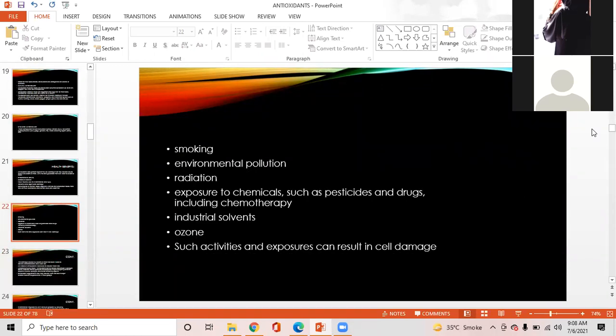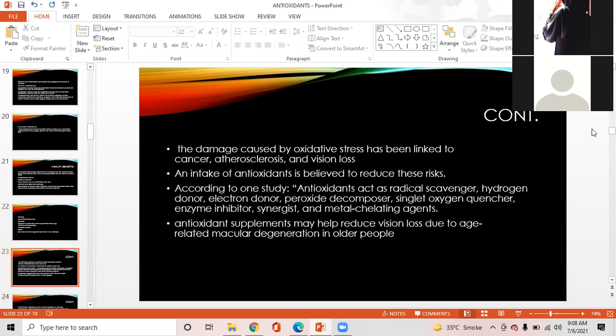Smoking, environmental pollution, radiation, and exposure to chemicals such as pesticides and drugs, including chemotherapy, industrial solvents, ozone, and such activities and exposure can result in cell damage. The damage caused by oxidative stress has been linked to cancer, atherosclerosis, and vision loss. An intake of antioxidants is believed to reduce these risks.